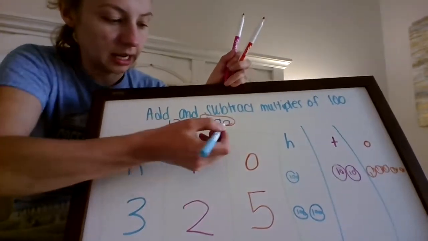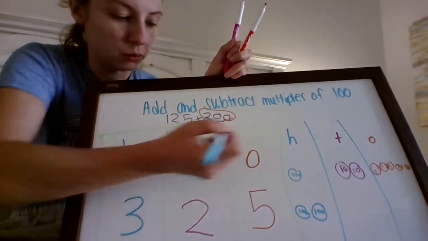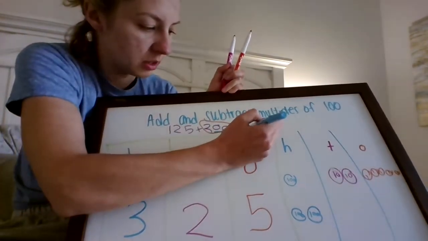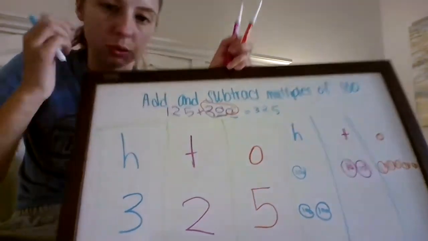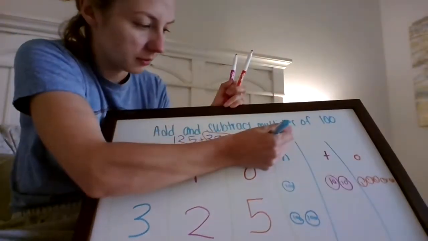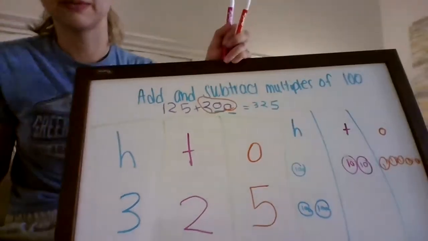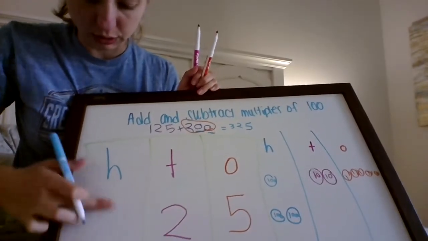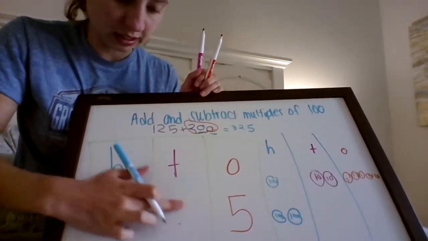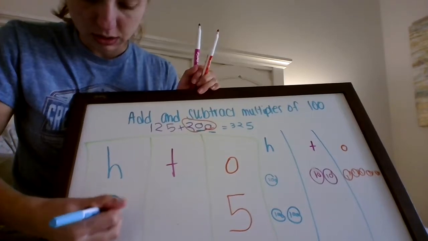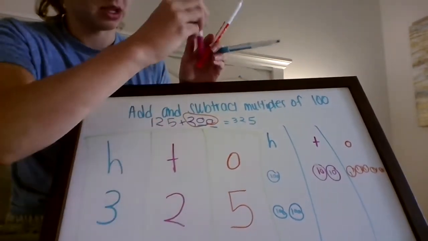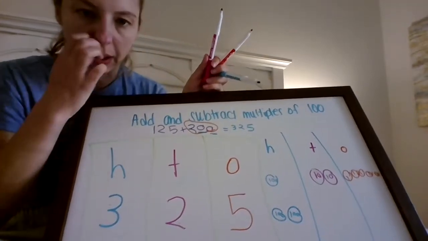Did we need to add any tens? No. Did we need to add any ones? No. So the answer is 325. Can you see that? Hopefully I'm writing clear enough. Okay? So you guys, I'm sure you're remembering all of these things that we used to do at school, right? Okay, so now we're at 325.